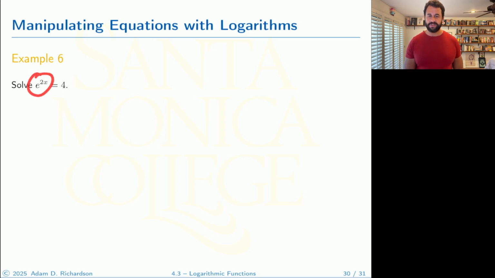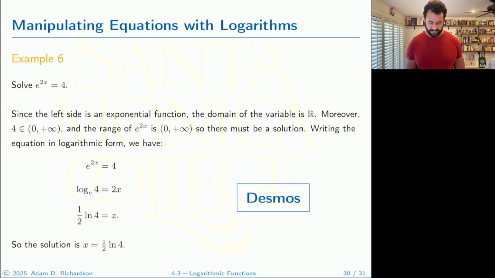And because the range of this is 0 to infinity, and this number is in the interval 0 to infinity, there's got to be a solution. And there will be one solution, just one solution. So that's the first thing to notice is that there will be a solution. 4 is in, remember that little symbol means in or is an element of. 4 is an element of that interval, 0 to infinity. So there must be a solution.